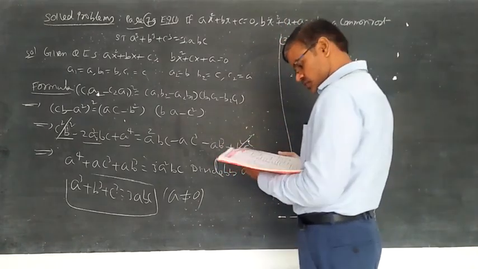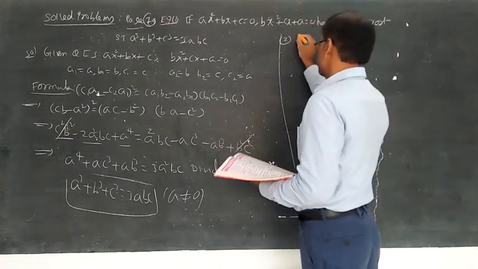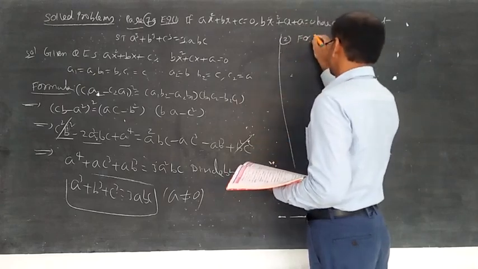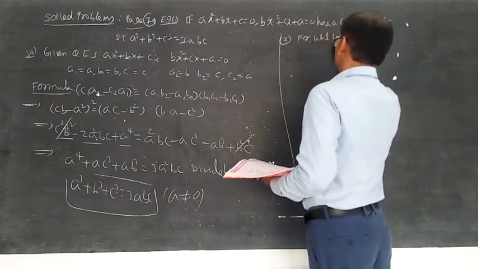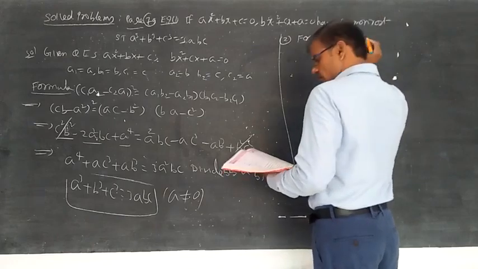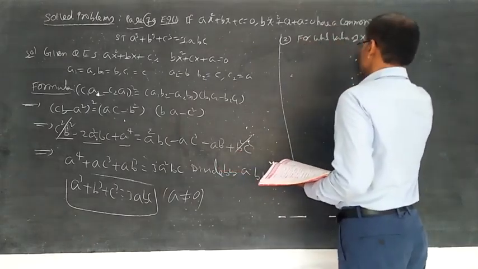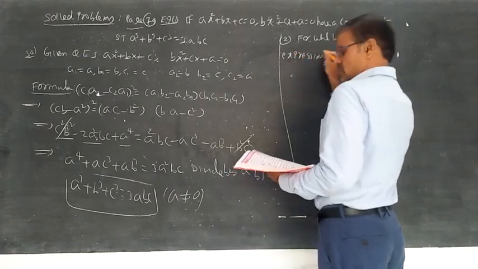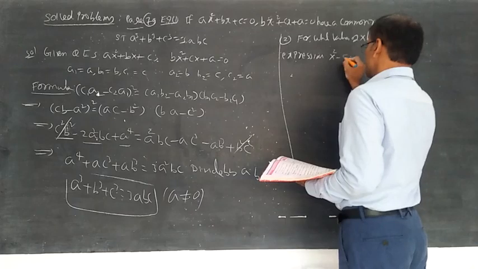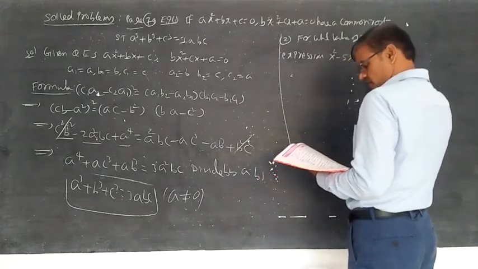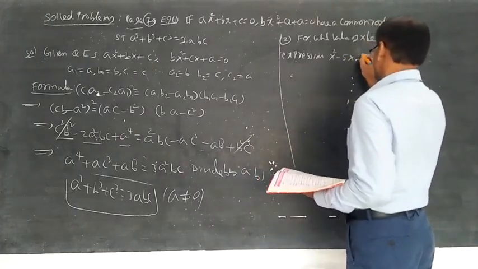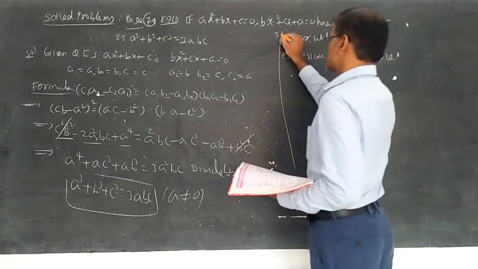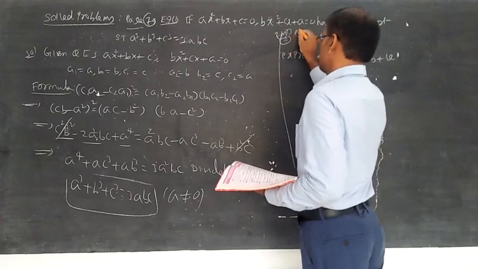Now, let us discuss the second question. For what values of x is the expression x square minus 5x minus 14 positive? This is a 2 marks important model.